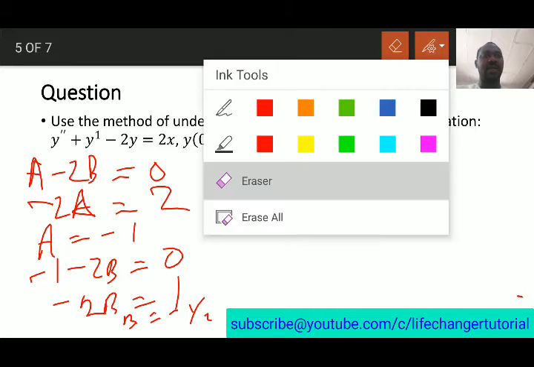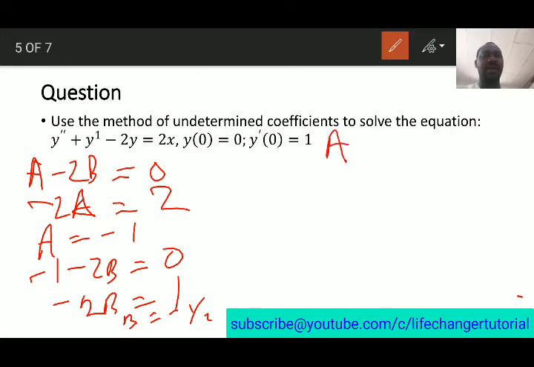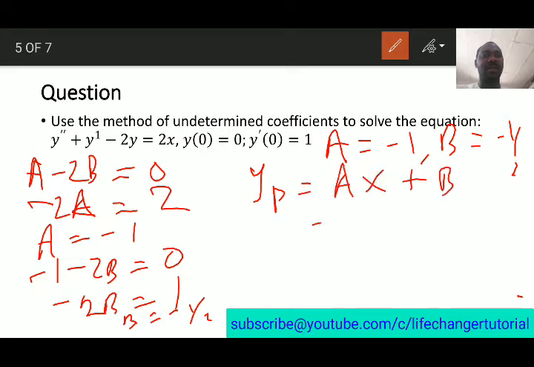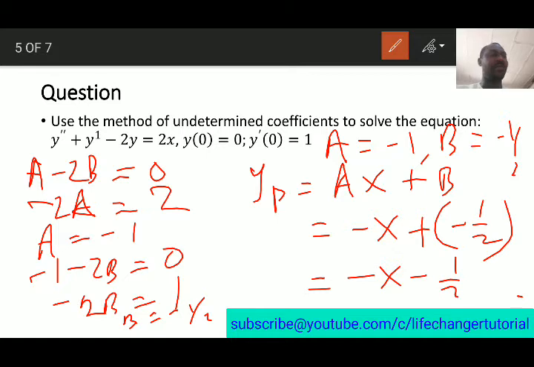So let's rewrite that. Our a is equal to minus 1, then our b is equal to minus 1 over 2. So that means that our particular solution yp, which we wrote as ax plus b, is going to be, your a is minus x, plus your b. What is b here? Your b is minus half, so minus x minus half. So we can write that somewhere. That's our yp is equal to minus x minus half.